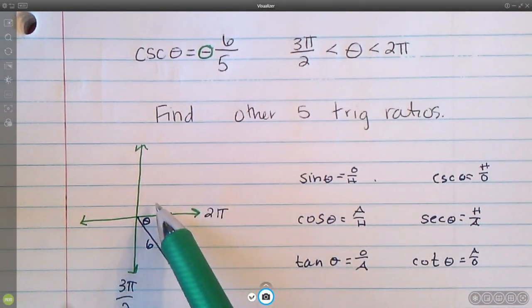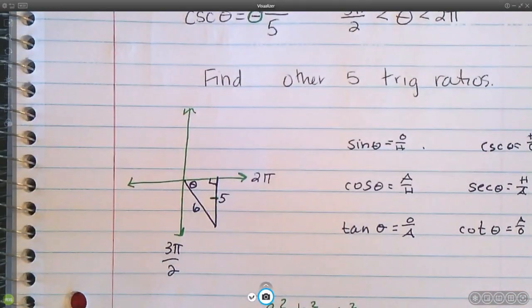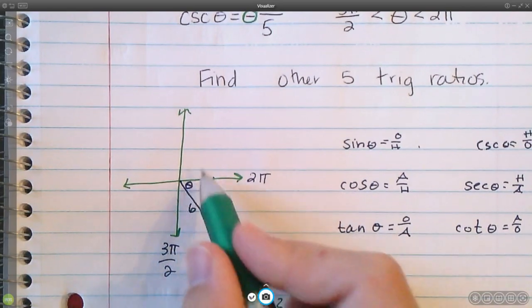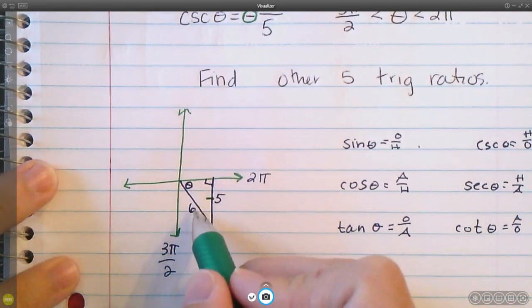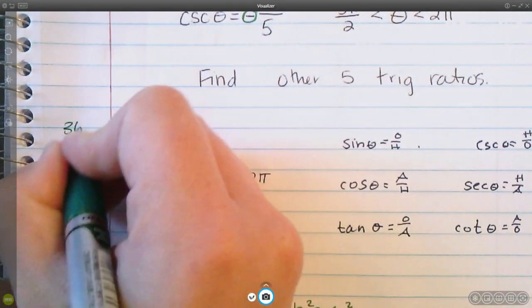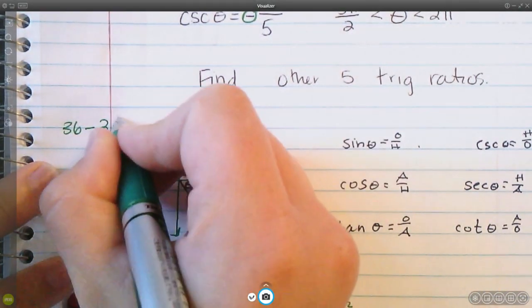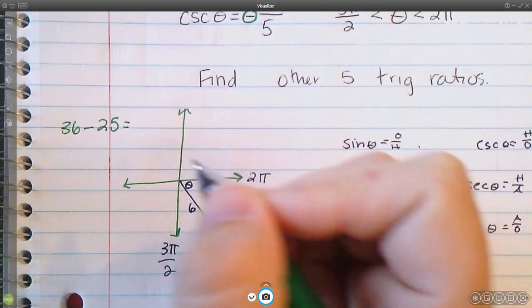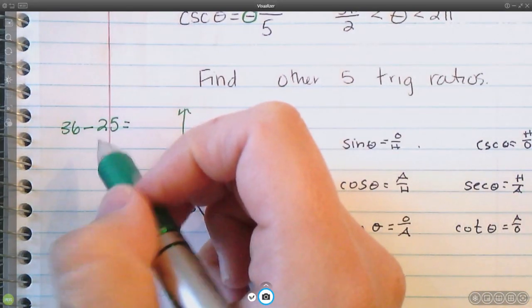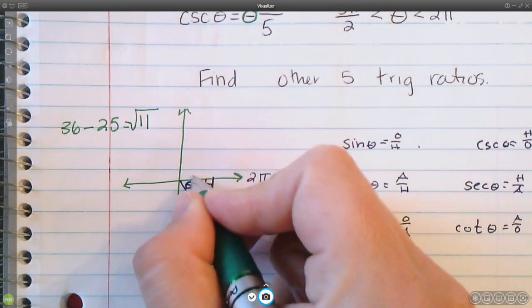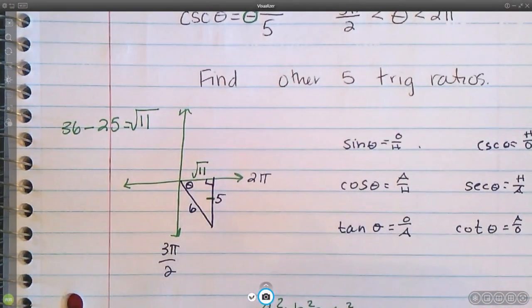So then we need to find this length. So we'll go off to the side up here. We are going to have to find this missing length, use the Pythagorean theorem. So it'll be this side squared, so it'll be 36 minus 25 equals, that's what, 11? And then it's the square root of 11. So this length right here is the square root of 11.